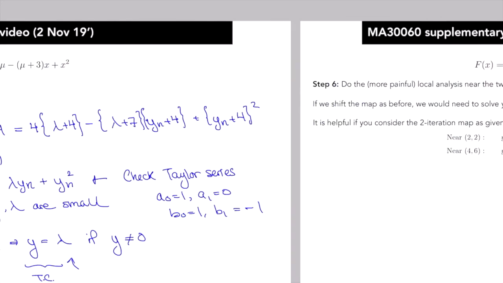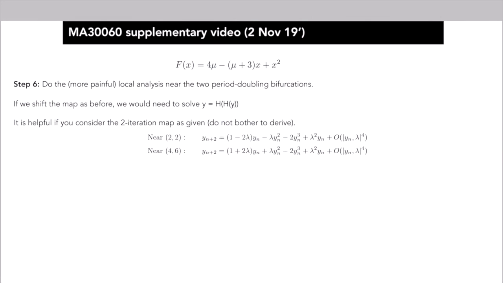Finally, this is now step 6. In step 6, we have to do a slightly more painful local analysis near the two period doubling bifurcations. If you remember from the analysis we did in the lectures, this ended up being a painful derivation because you essentially have to look at the double iterated map. You have to look at h of y. So if we shift the map as before, we would need to solve y is equal to h of y in order to find the period doubling bifurcations.